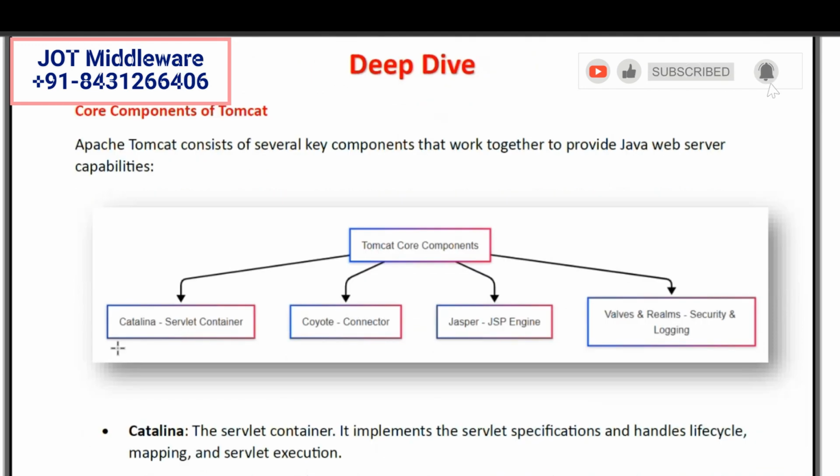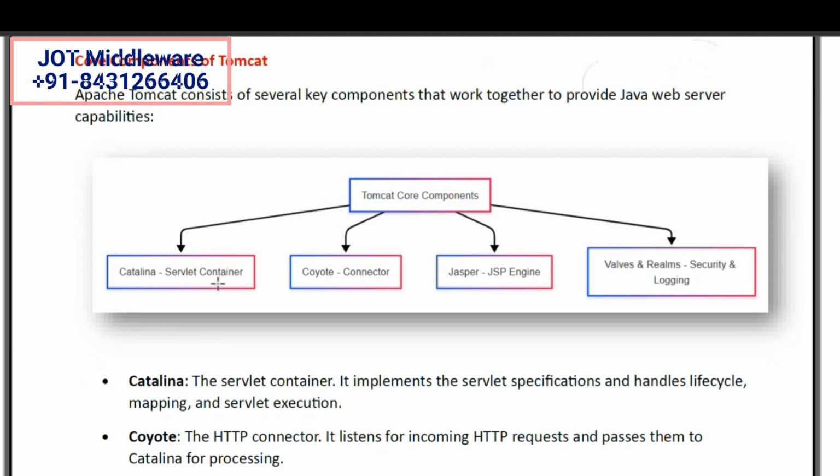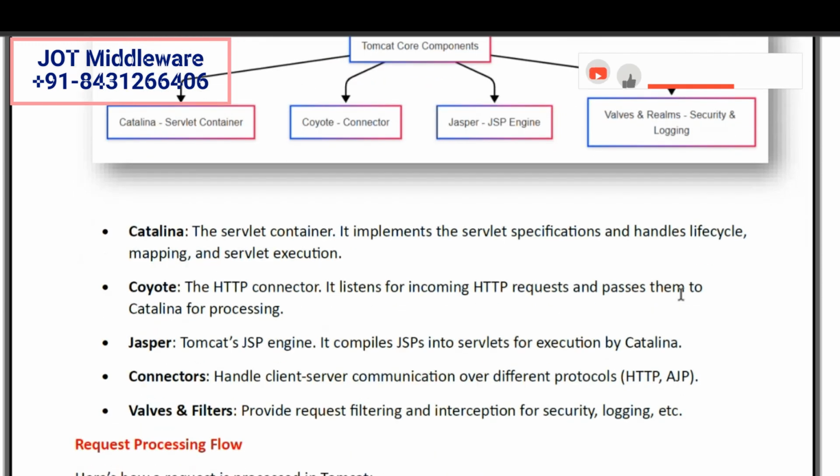One is Catalina, which is also called a servlet container. The other one is Coyote. It is a connector service. Jasper is a JSP engine. And the other module is valves and realms, that provides you with security features and logging mechanism. All right, so let us first see the overview.